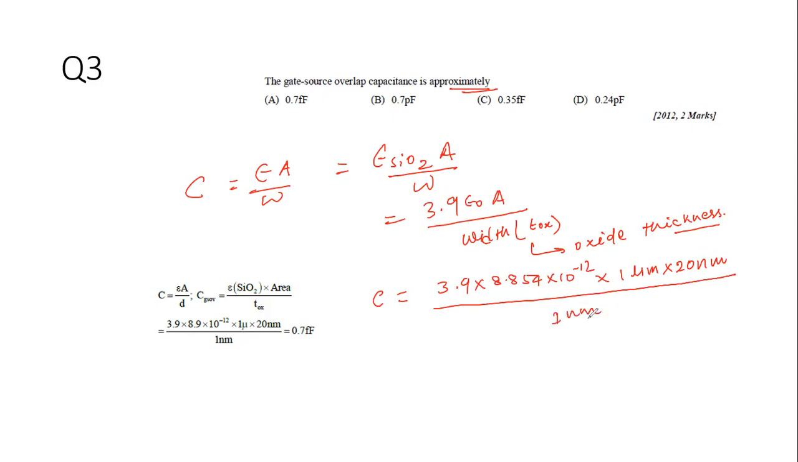The width is 1 nanometer. Just solve this one. This cancels out, and after solving, this is 0.7 into 10 to the power minus 15 farad. So the answer is 0.7, option A. So A is your right option. Okay, so just here put up the oxide thickness.